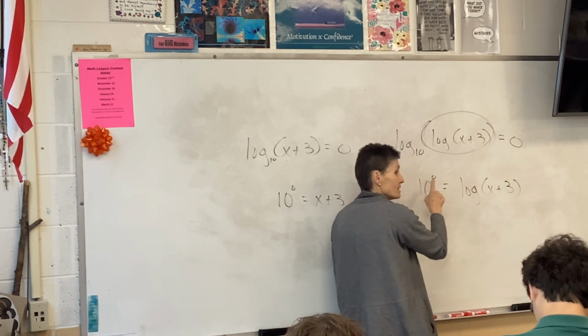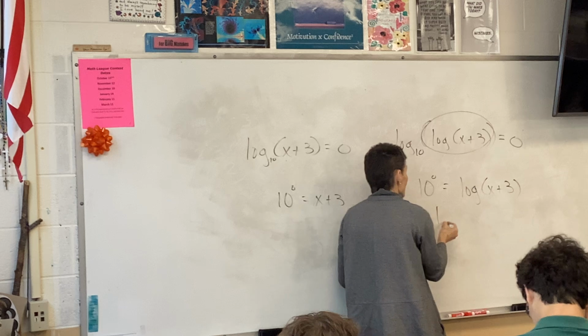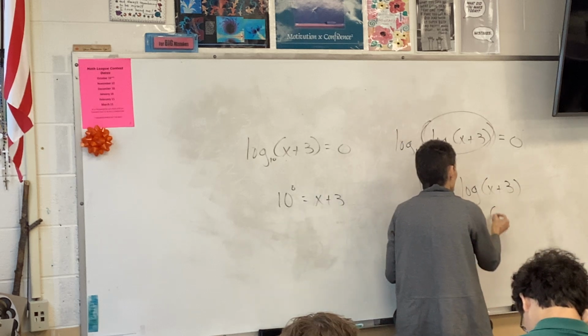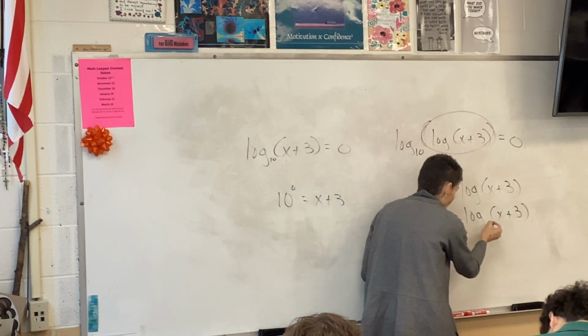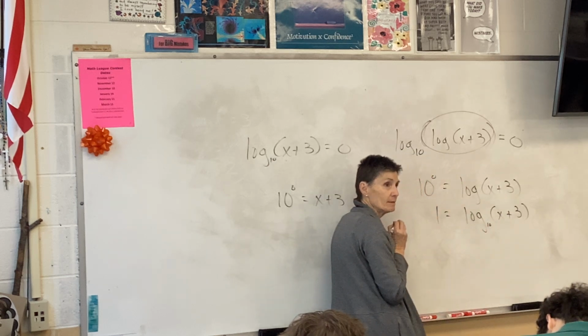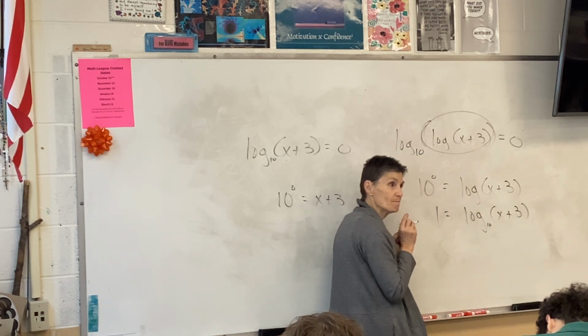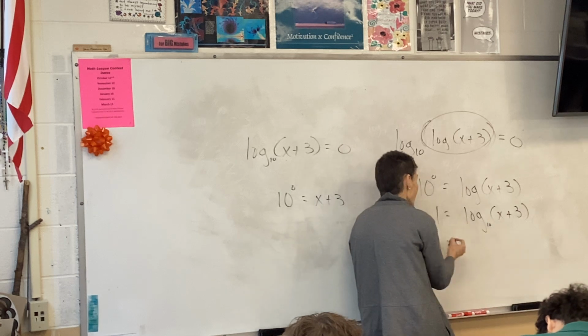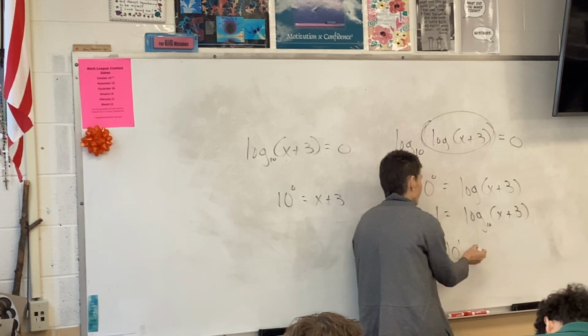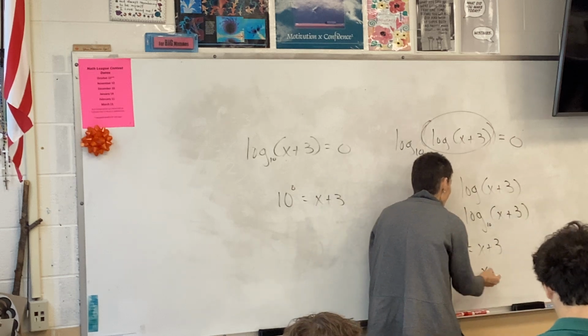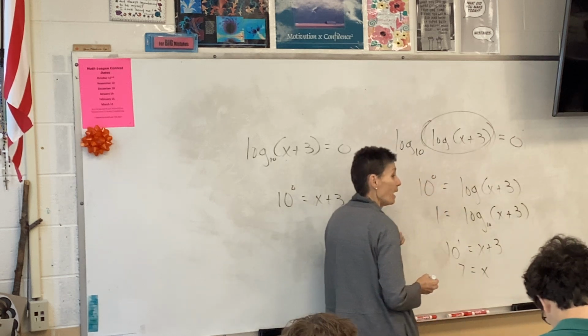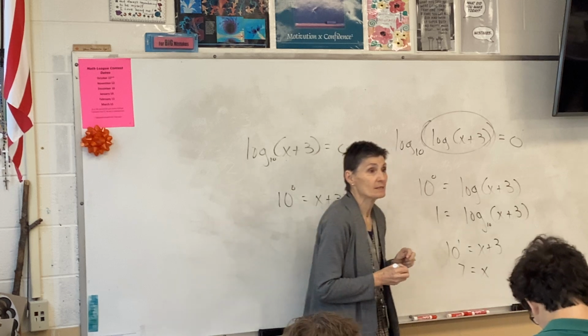So what's 10 to the 0? So 1 equals the log of x plus 3. Now we can put our base in there again and loop-de-loop one more time. So 10 to the first equals x plus 3. So that problem, this is problem I, the answer is 7.